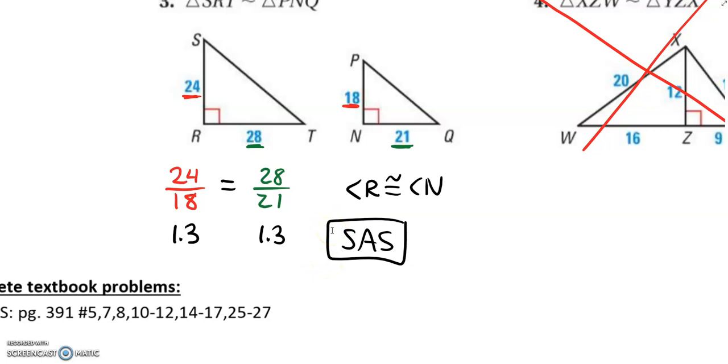So that'll conclude this video on side, side, side, and side angle side. And now with this knowledge, we have 3 ways that we can show 2 triangles to be similar. Angle, angle, side, side, side, and side, angle, side.